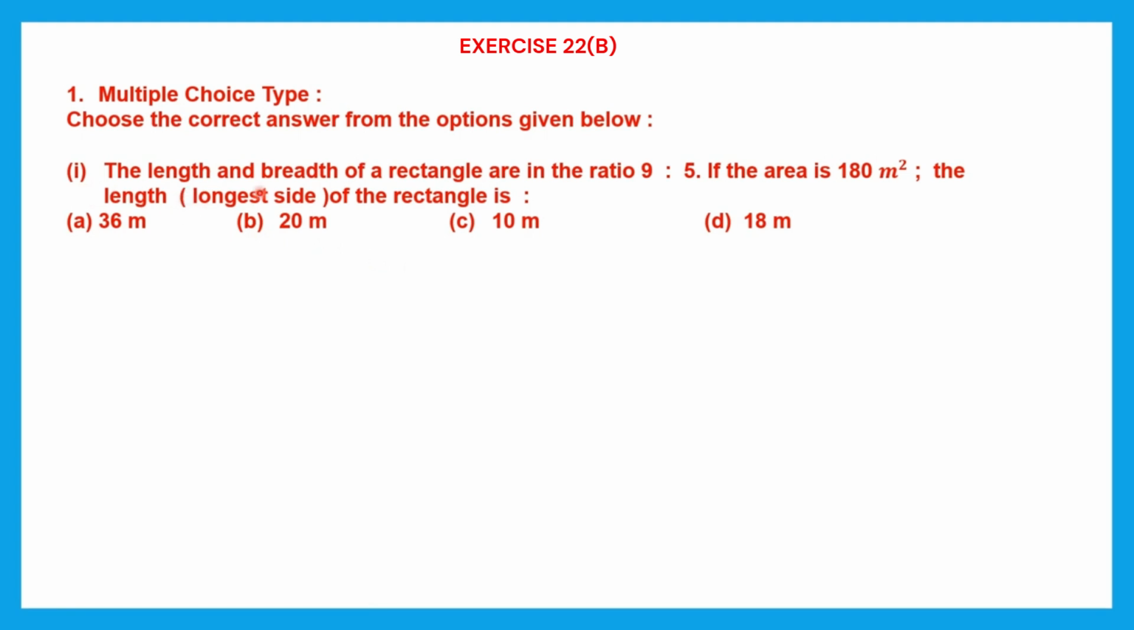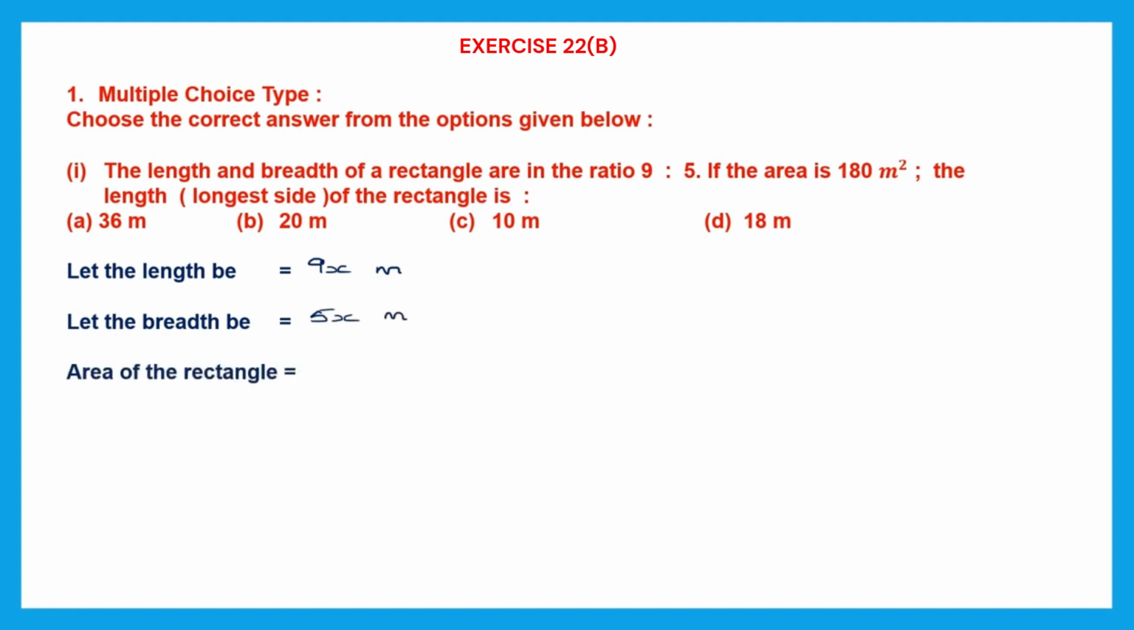Question 1. The length and breadth of a rectangle are in the ratio 9:5. If the area is 180 meters square, the length, that is the longest side of the rectangle, is one of these. Now, length and breadth are given in the form of a ratio. So we take the first term to be the length and the second term to be the breadth. So let's write that. Let the length be 9x meters. And let the breadth be the second term, which is 5x meters.